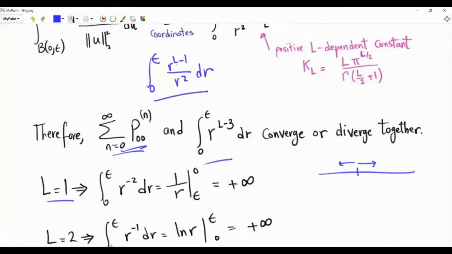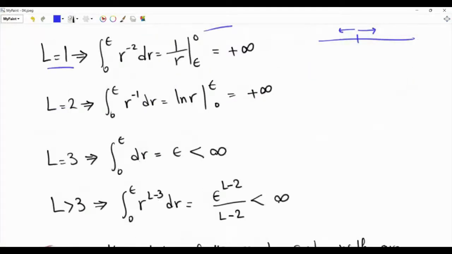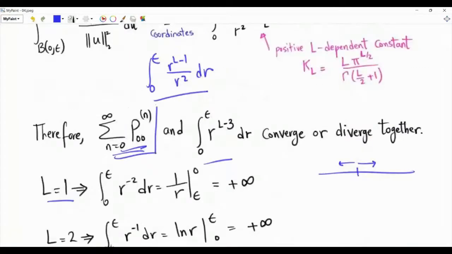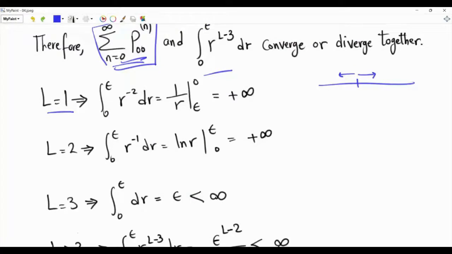Now, suppose that we are in 3 dimensions or more. So in the numerator, we have r squared or r cubed and so forth. You will find in those cases that the integral is finite. For example, if L is equal to 3, the integral is just epsilon. If L is strictly greater than 3, then the integral will be epsilon to the power L minus 2 over L minus 2, which is finite. In this case, the summation is finite. This summation gives the average number of visits to the origin, given that we start in the origin. Now, when the number of dimensions is 3 or more, then the average number of visits over time is finite, indicating that our states are transient.